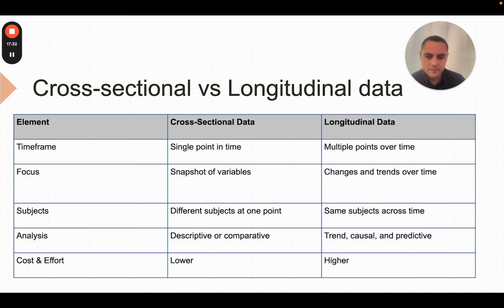Obviously, the cost or resources is a lot higher for longitudinal. But the types of analyses that we can do is we can look at trends, we can look at causal relationships, and also do predictive analysis as well.